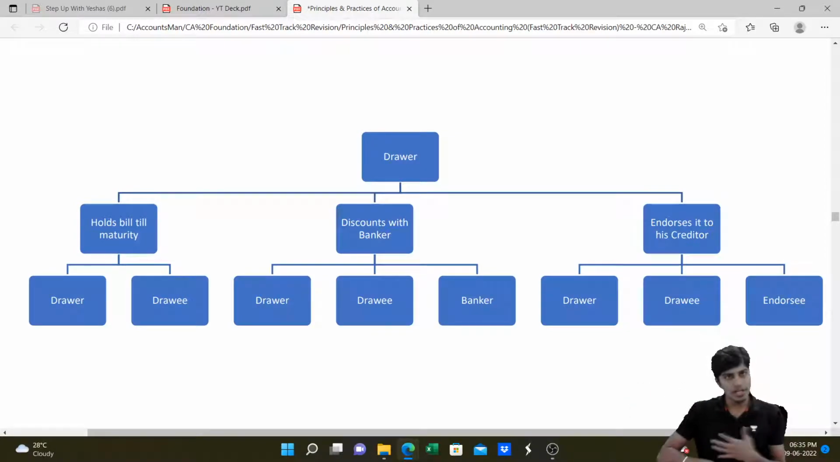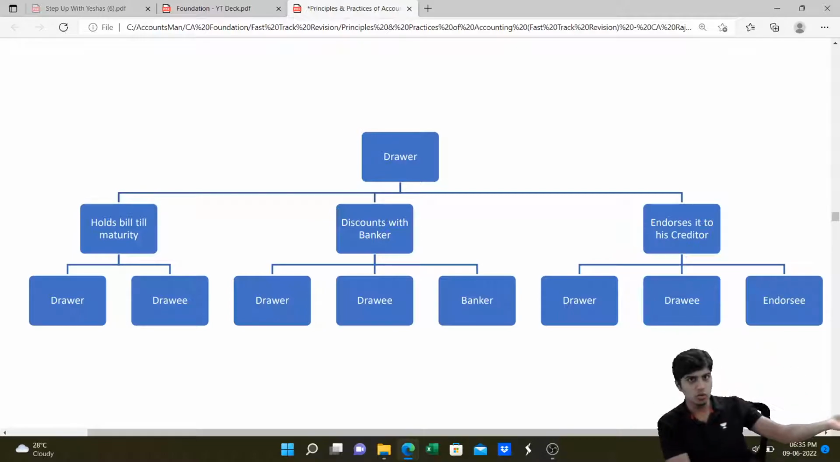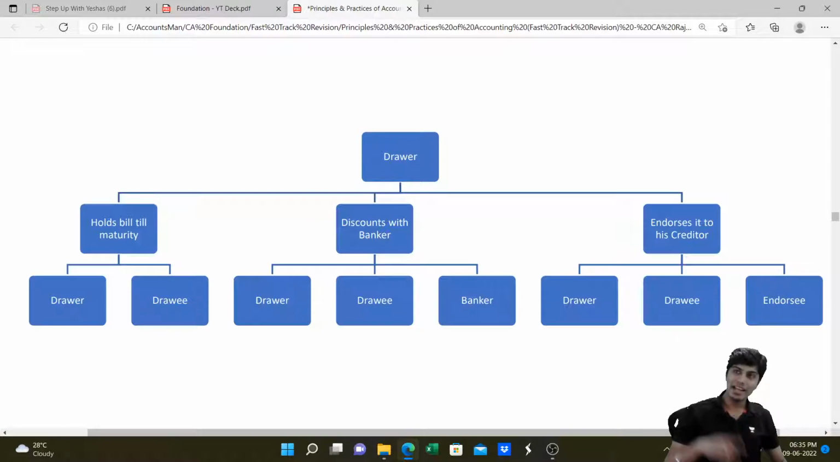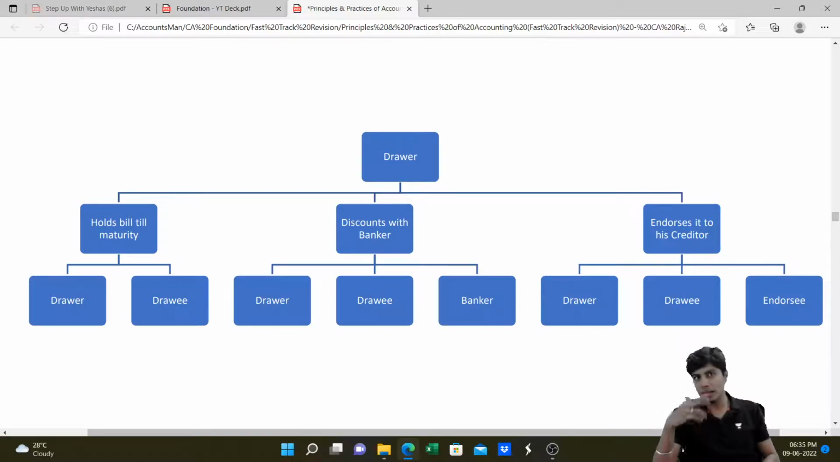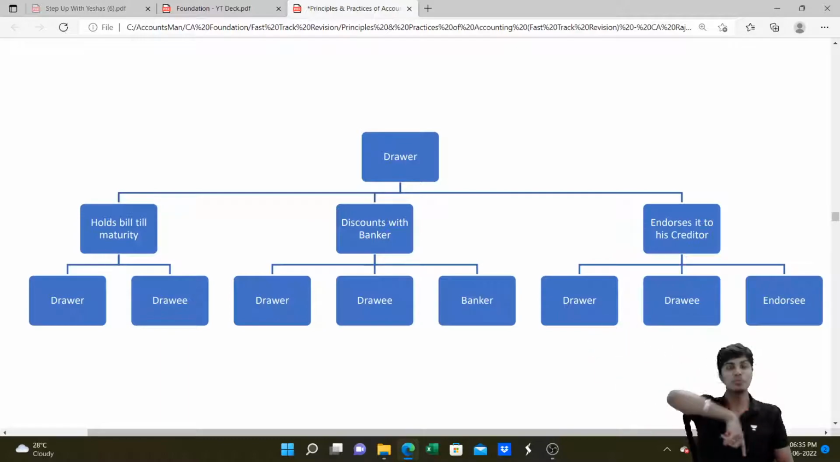Now, if I hold it till the maturity date, only I, the drawer, and the drawee are involved. If I discount it with the banker, three parties are involved: I, that is the drawer, the drawee, the one who is supposed to pay money, and the banker. Because I have given the bill to the banker and I have collected some money from the banker after he deducts his charges. On the maturity date, the banker will collect the money from the drawee. If the banker gets the money from the drawee, it is called honoring of the bill.